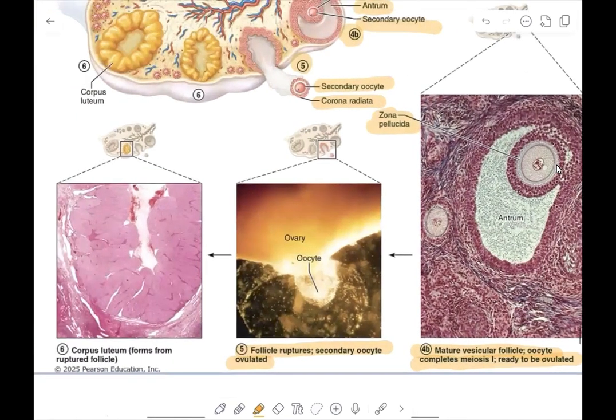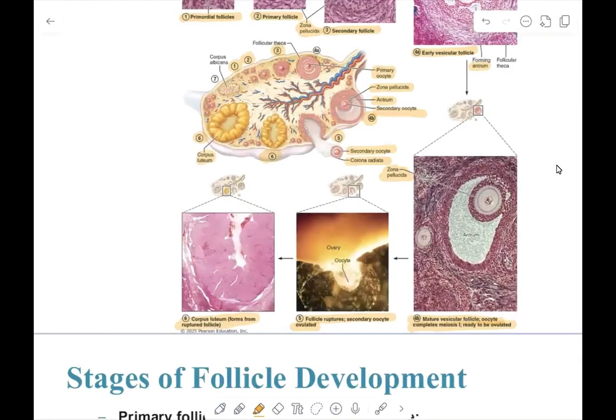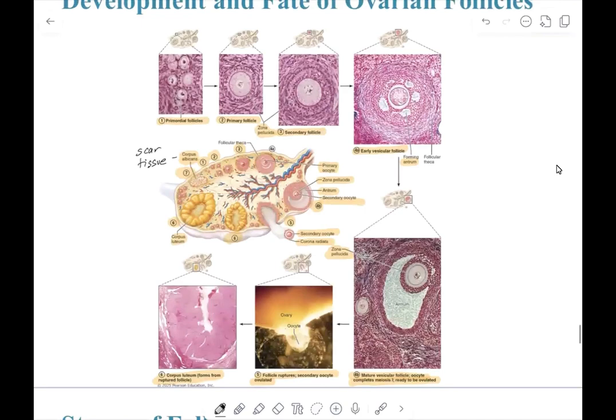So moving on to number 6, we see the leftover follicle cell. So after the follicle has ruptured, it then forms this tissue called the corpus luteum. And the corpus luteum is what's going to produce the progesterones and the estrogens. And if pregnancy does not occur, this corpus luteum will degenerate to form the corpus albicans, which is basically scar tissue that is left over.